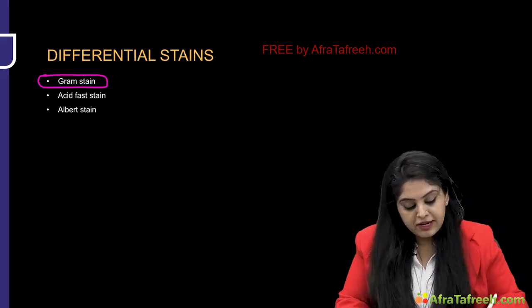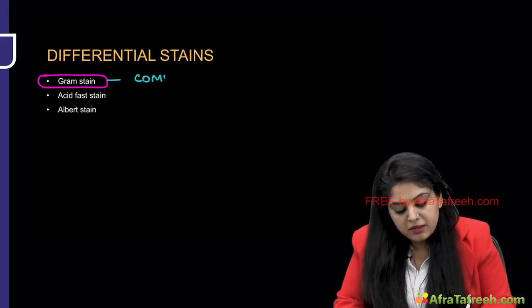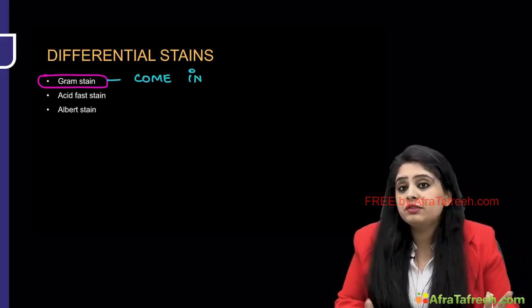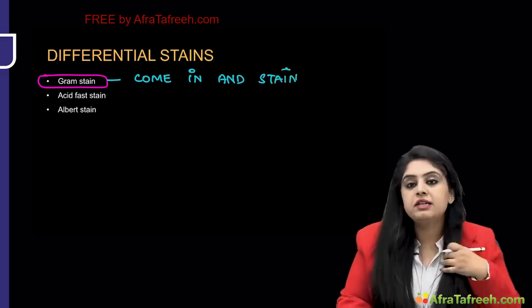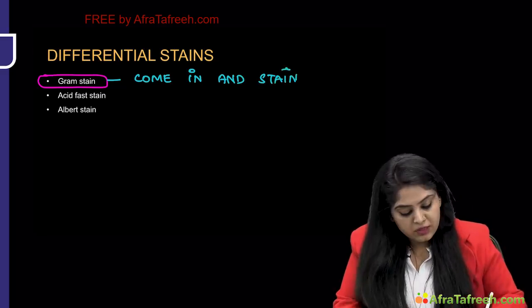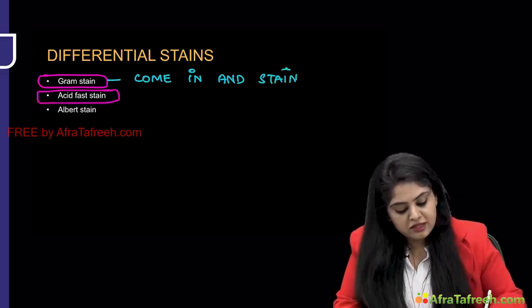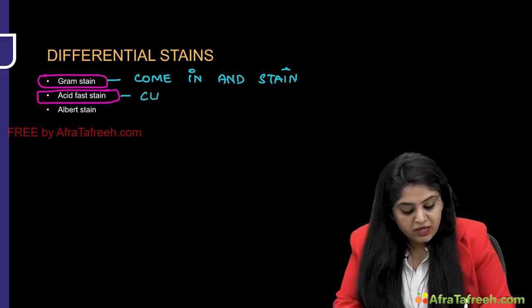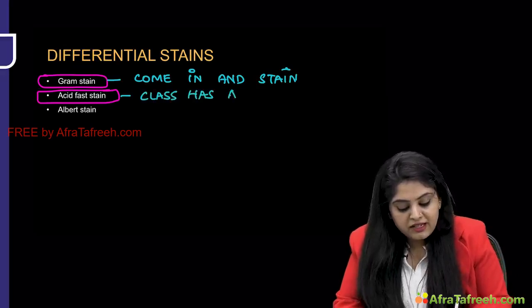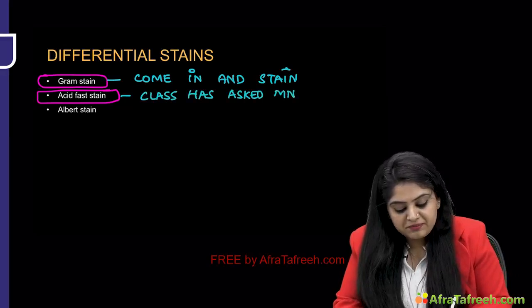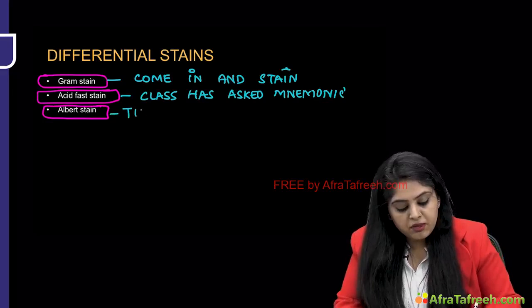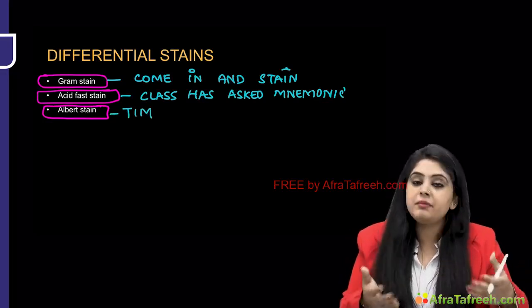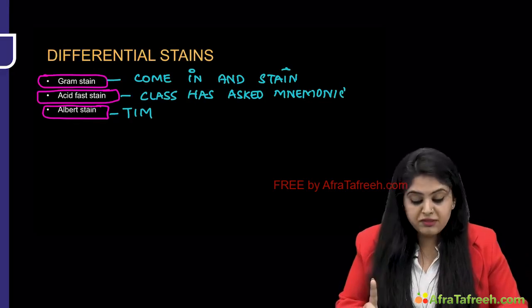For gram staining, first I'll write down three things. For gram staining, please remember, you want to learn gram staining because you have to. It's the bread and butter, right? So what are you going to do? You are going to come in and stain. Come in the lab and stain it yourself. Next, you want to learn ZN or acid fast. You are asking me for a mnemonic for ZN stain. Okay, class has asked for a mnemonic. And finally, you are asking me for Albert stain, so for Albert stain we are going to have a mnemonic too. So many students have a problem in learning which chemical comes in which of them, and now your life is going to become easier. So let me start one by one.